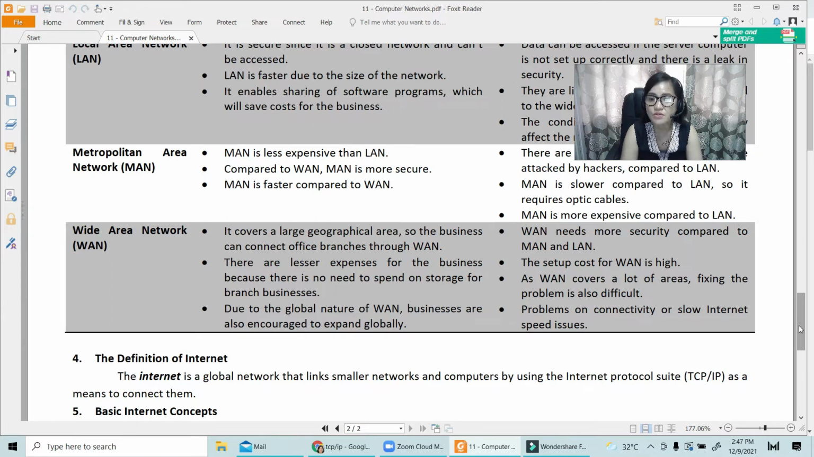And then problems on connectivity or slow internet speed issues, of course, not just because it covers a lot of areas, but also because a lot of users are involved on the wide area network. The people using that certain WAN have to share the signal among themselves. So the more people use it, the slower it gets when it comes to connectivity.